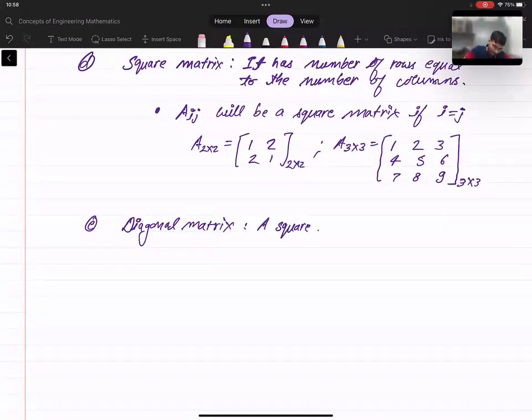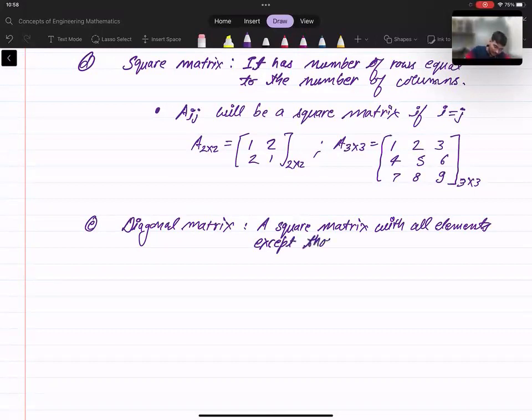So diagonal matrix is a square matrix with all elements except those of principal diagonal are 0.